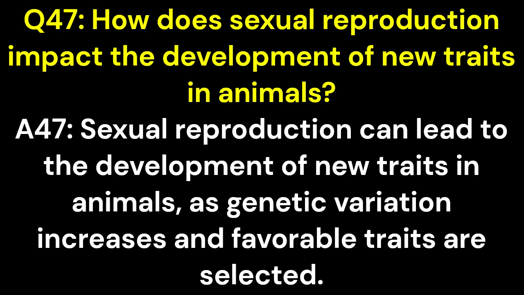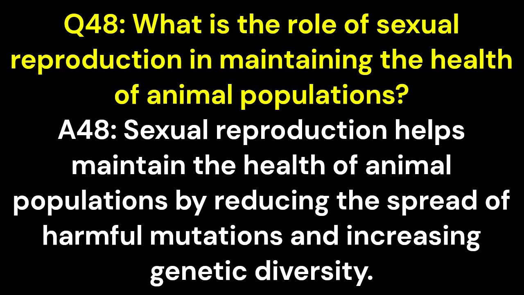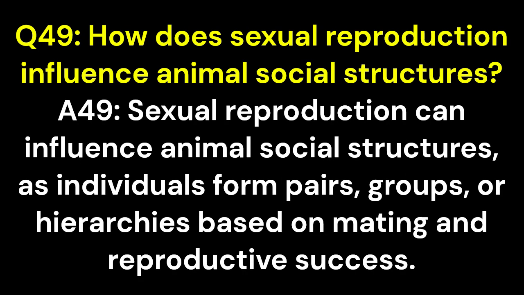Q47. How does sexual reproduction impact the development of new traits in animals? A47. Sexual reproduction can lead to the development of new traits in animals as genetic variation increases and favorable traits are selected. Q48. What is the role of sexual reproduction in maintaining the health of animal populations? A48. Sexual reproduction helps maintain the health of animal populations by reducing the spread of harmful mutations and increasing genetic diversity.